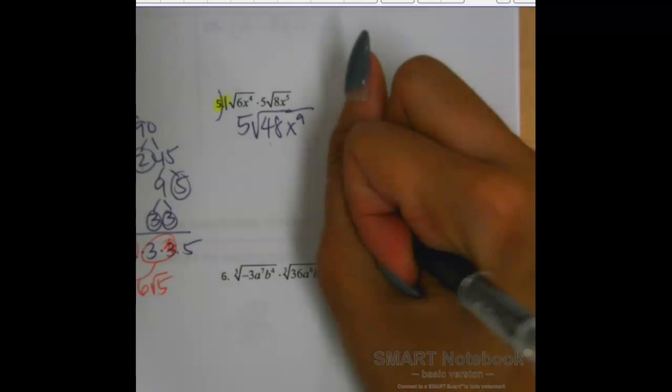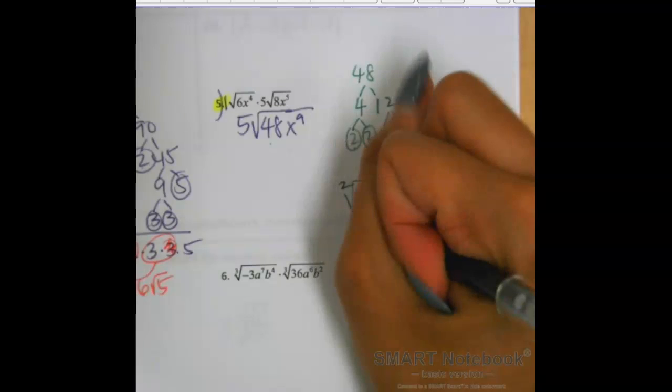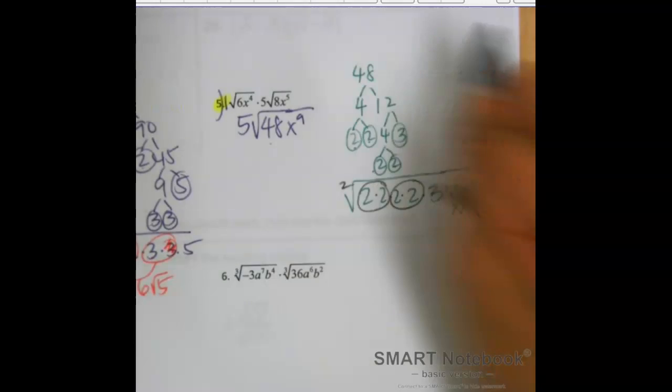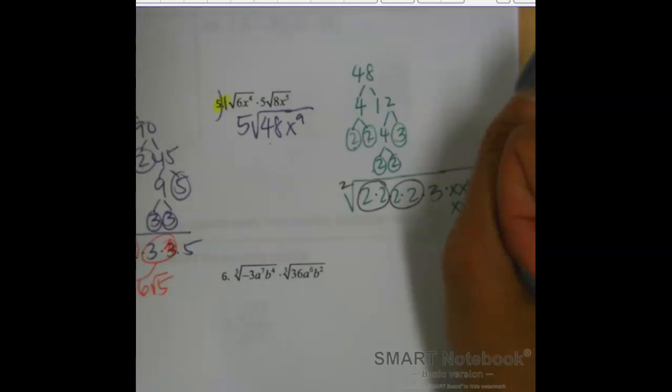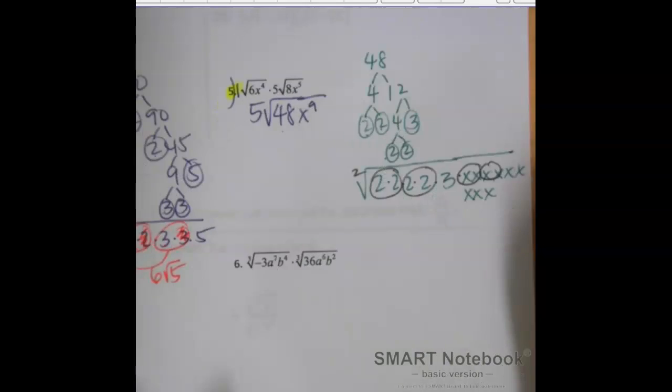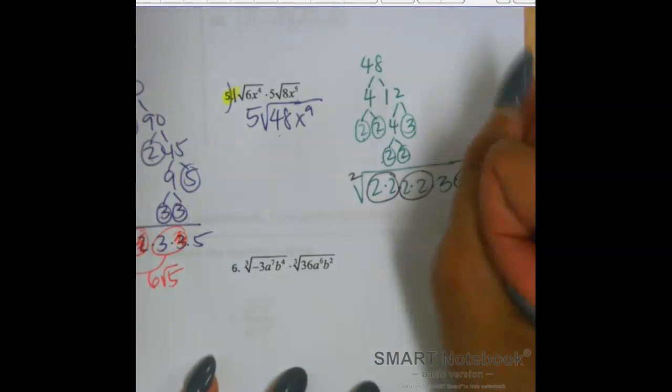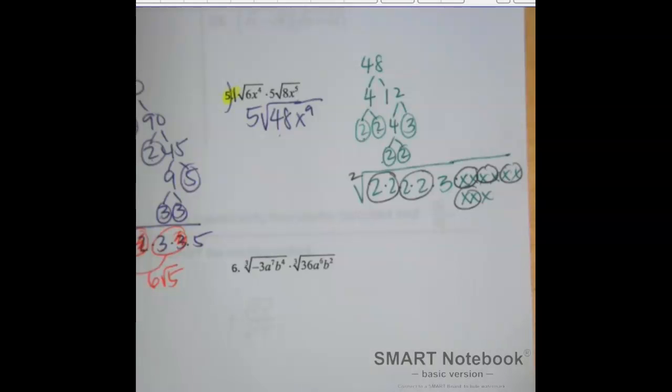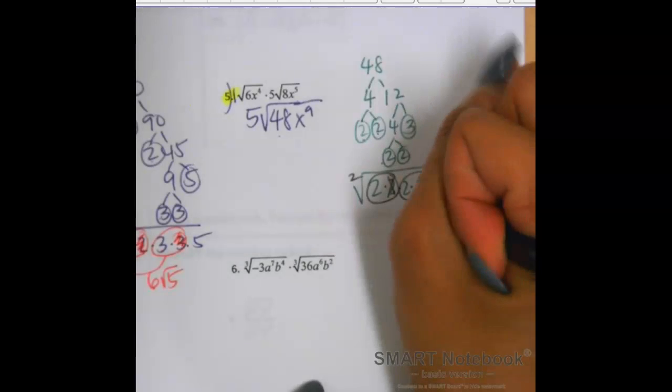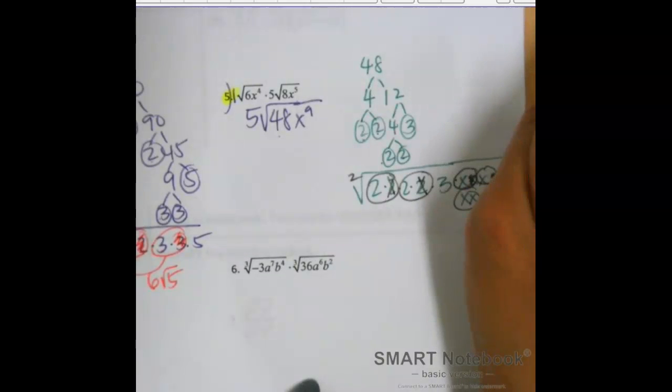Since the index is a 2, I can group these two together, these two together, and for the x's, I can make 1, 2, 3, 4 groups of the x's. From each of those groups that I've circled in black, only one from each of those groups is going to make it out.